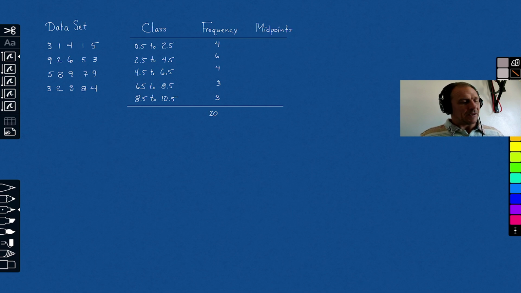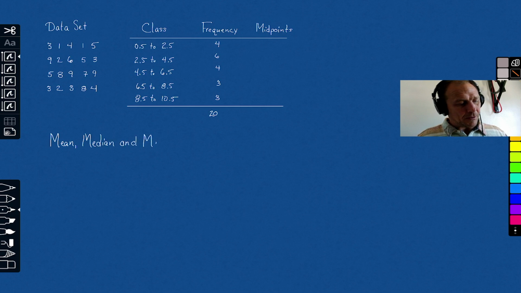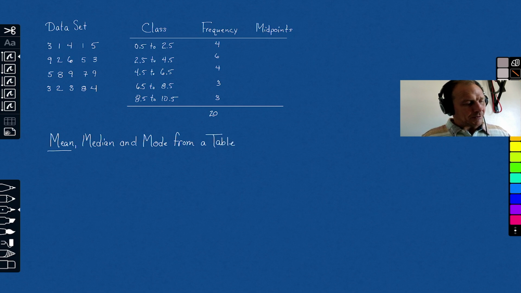So here we go. We're going to find, this is our title, mean, median, and mode from, I'll say, from a table. How about that? From a table. There we go. That's what we're going to do today.